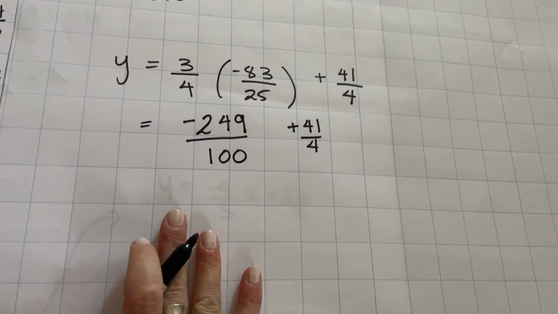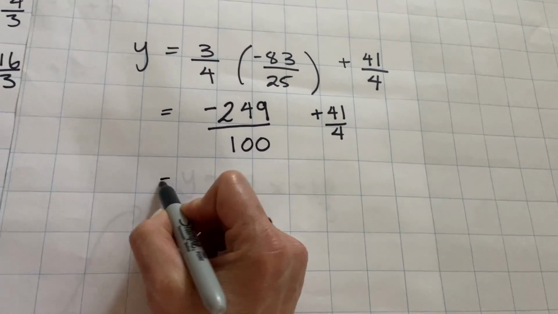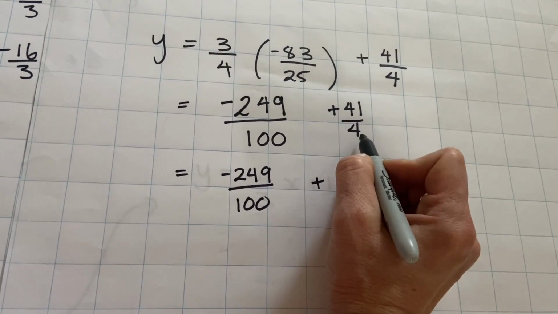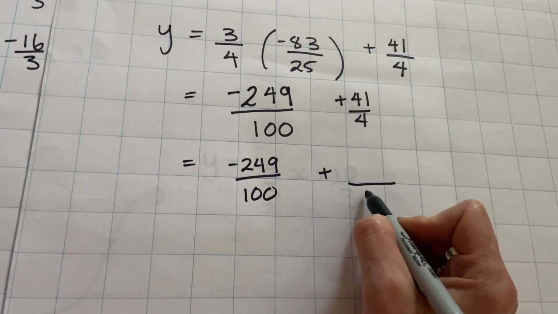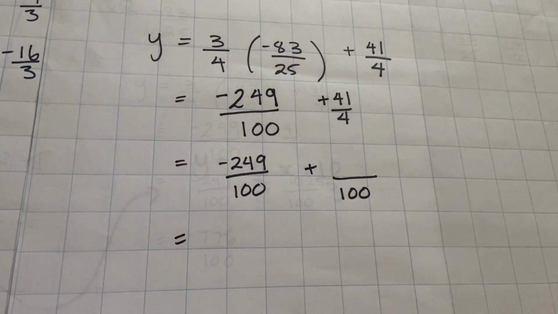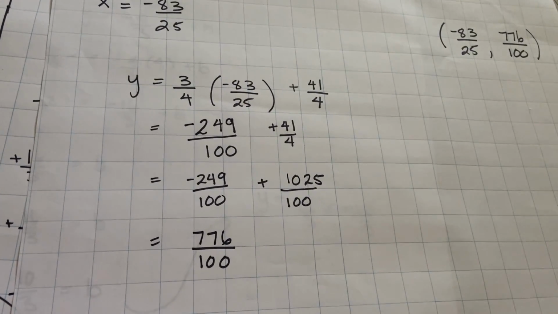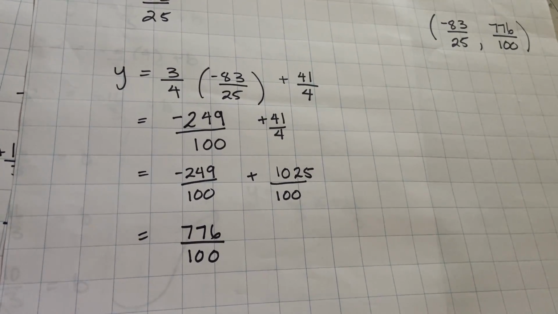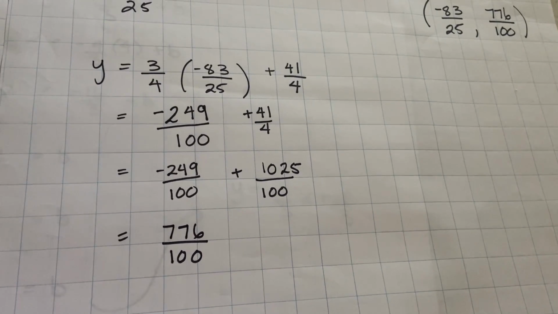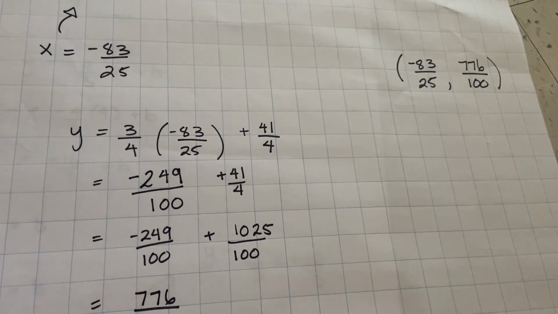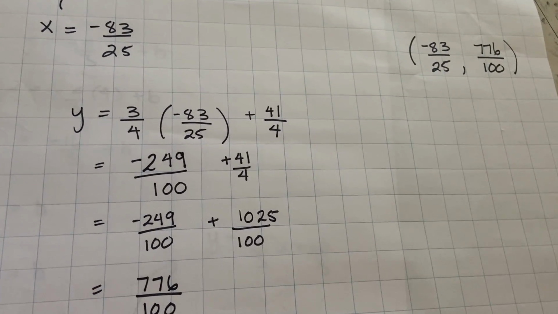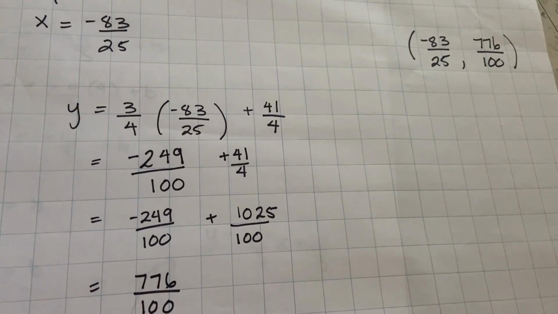I need a common denominator when I'm adding fractions, so I have -249 over 100 plus, multiplying this by 25 and that by 25, and then I'm going to complete the question and I'll have my y value. I have completed the work, and I realize that when I have a common denominator of 100, my answer for y is equal to 776 over 100. So the intersection point between the height and the base is -83/25, comma, 776/100.